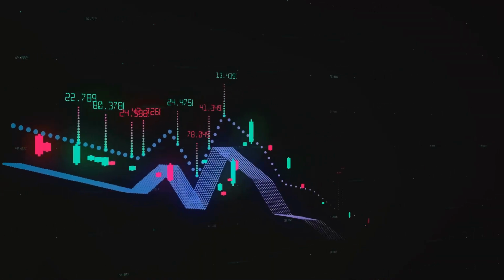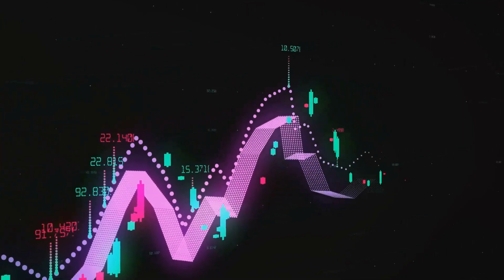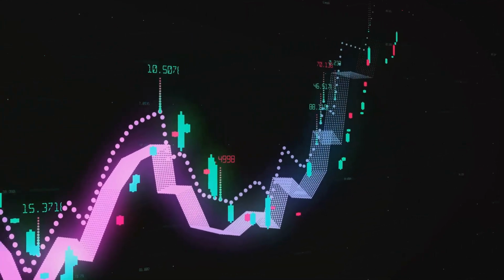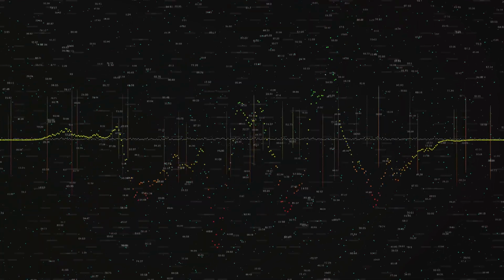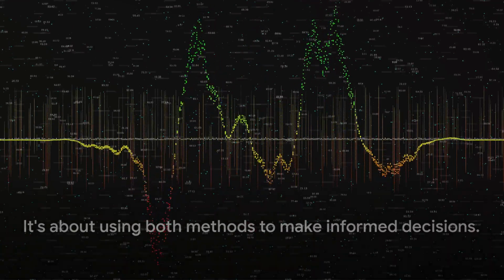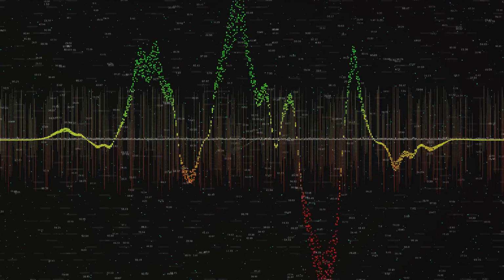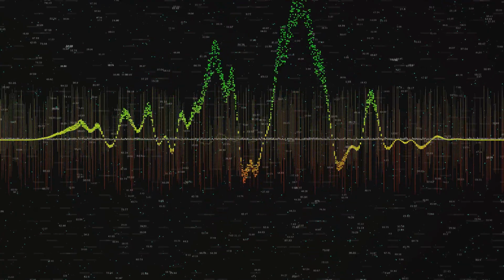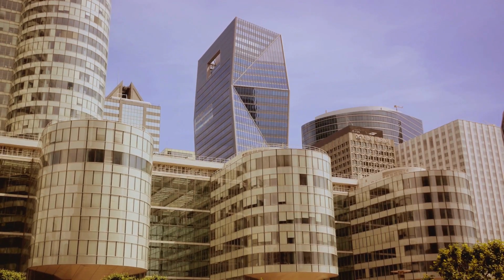On the other hand, technical analysis is more about studying statistical trends gathered from trading activity, such as price movement and volume. It's like weather forecasting, trying to predict how the market will move based on historical data. Both methods have their strengths and can be useful tools in your research arsenal. So it's not about picking one over the other, but rather understanding how to use both to make informed investment decisions.